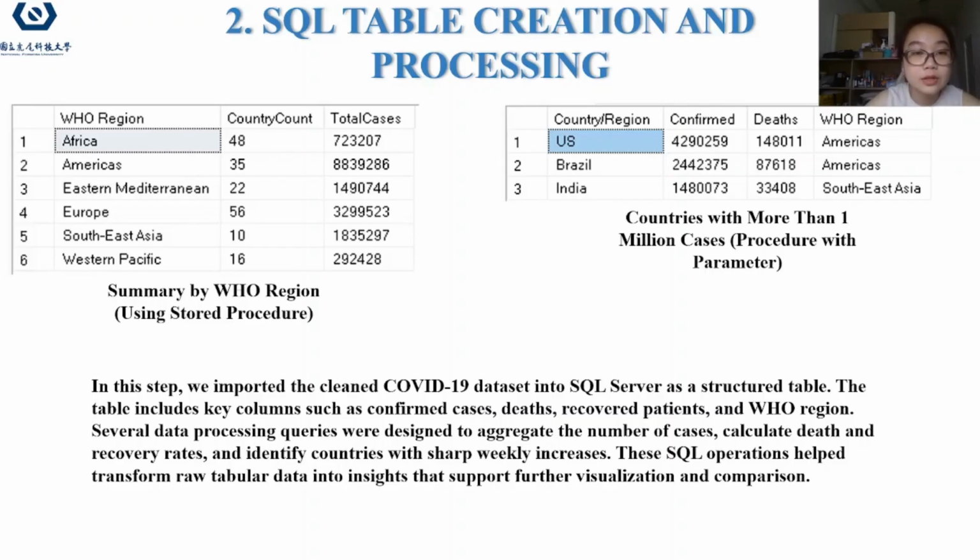And in this step, we imported the COVID-19 dataset into SQL Server as a structured table. The table includes key columns such as confirmed cases, deaths, recovered patients, and WHO region. Several later processing queries were designed to aggregate the number of cases, calculate death and recovered rates, and identify the countries with sharp, quick increases. These SQL operations have transformed raw tabular data, because the first time I used the Excel file and then I imported it into SQL Server. So I transformed it from Excel into table format, and the data went from raw Excel format into insight that supports further visualizations and comparisons.